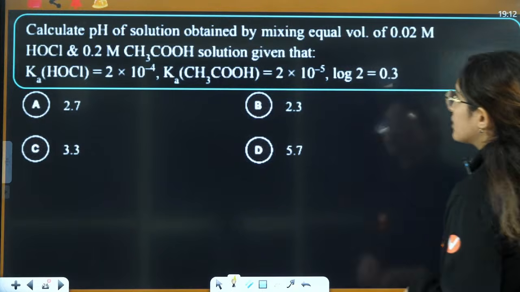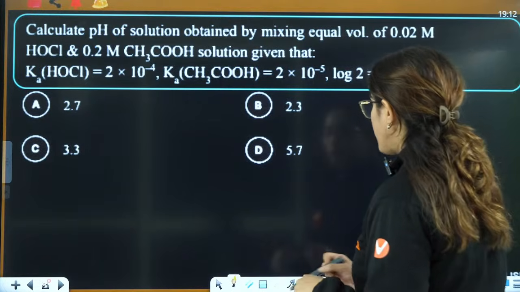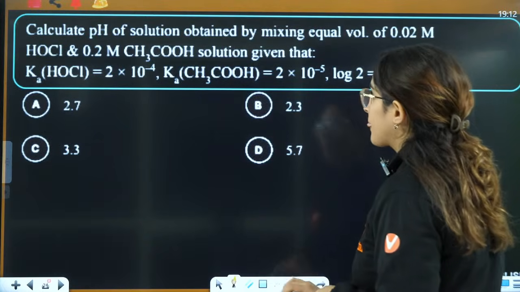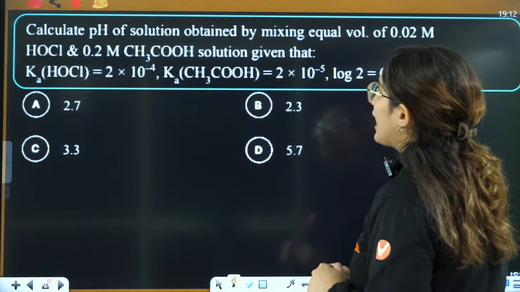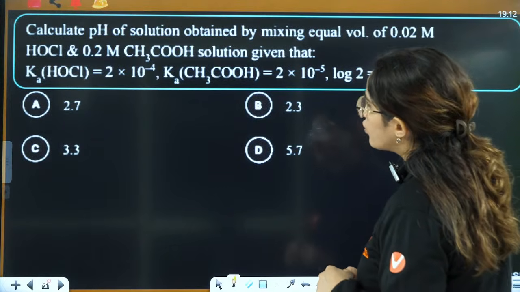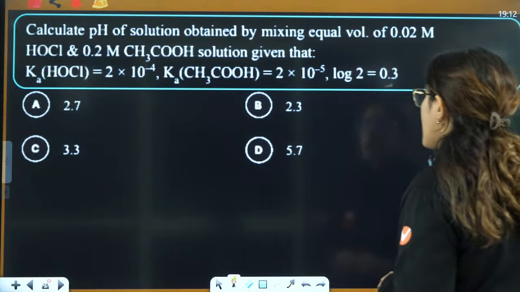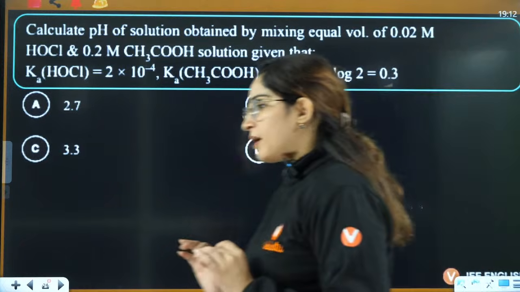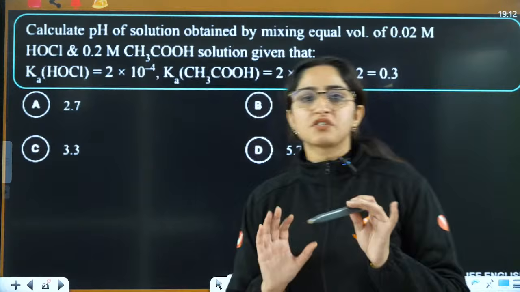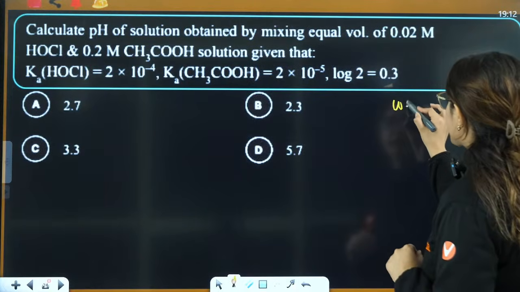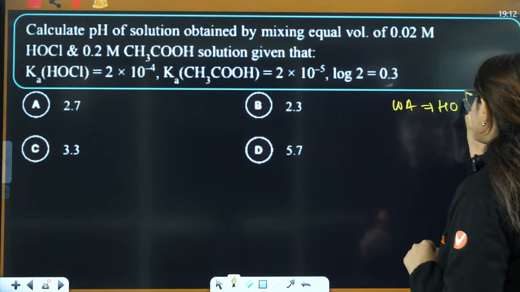Calculate the pH of the solution obtained by mixing equal volumes of 0.02 molar HOCl and 0.2 molar CH3COOH solution, as given. For this you must know which is a strong acid and which is a weak acid. If you see, HOCl is a weak acid. HOCl is weak.